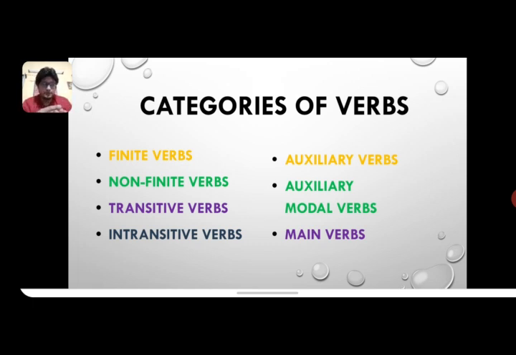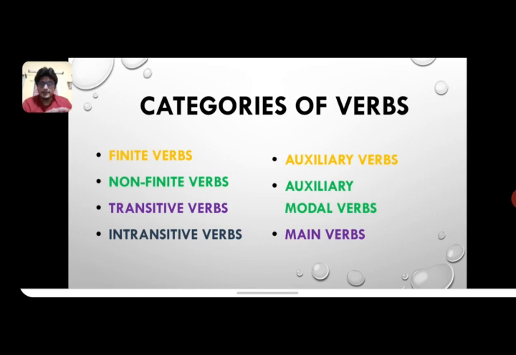The left column gives you the types of verbs, and the right column gives you what exactly are the types of verbs that we need to understand in order to bring a sentence to the correct sense. Now, finite verbs, non-finite verbs, transitive verbs, intransitive verbs. These are the types of verbs that we need to understand, because at times there are prepositions attached to some, that means a few of these verbs.